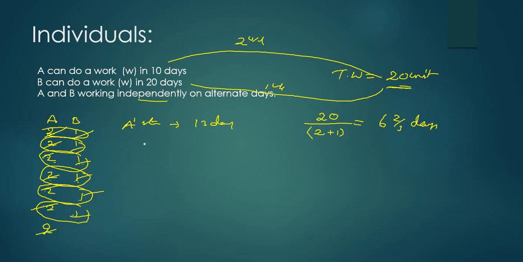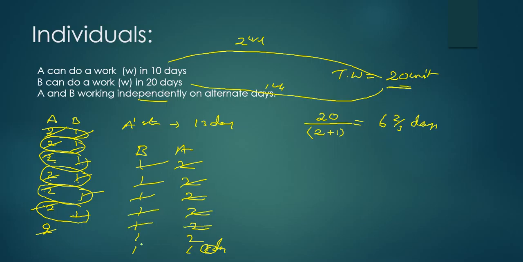What happens if B starts? B, A: 3 units are over. 6, 9, 12, 15, 18. Again B does 1, so 19 units. But A takes 1 day to complete 2 units. So, to do 1 unit, A will take how much time? Only half a day. So, if B starts the work, how many days are required? 1, 2, 3, 4, 5, 6, 7, 8, 9, 10, 11, 12, 13. Here A takes only half a day to complete 1 unit of work. So, if B starts, the answer is 13 and a half days.